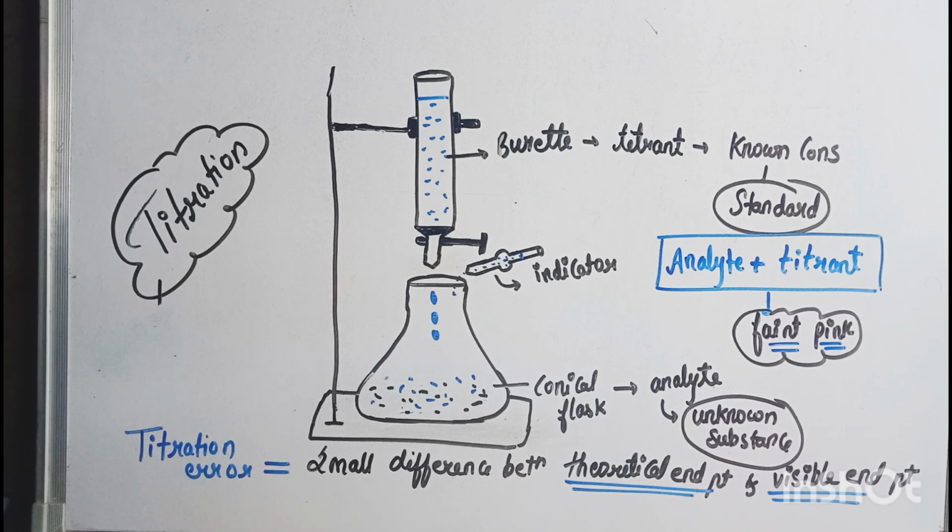The point at which the reaction between titrant and analyte is just complete is called the equivalence point, theoretical point, or stoichiometric endpoint. So we have a theoretical endpoint, and in practice we have a visible endpoint. The theoretical endpoint and visible endpoint are very close to each other. The small difference between the theoretical endpoint and the visible endpoint is called the titration error. Okay, so this is about titrimetric analysis.